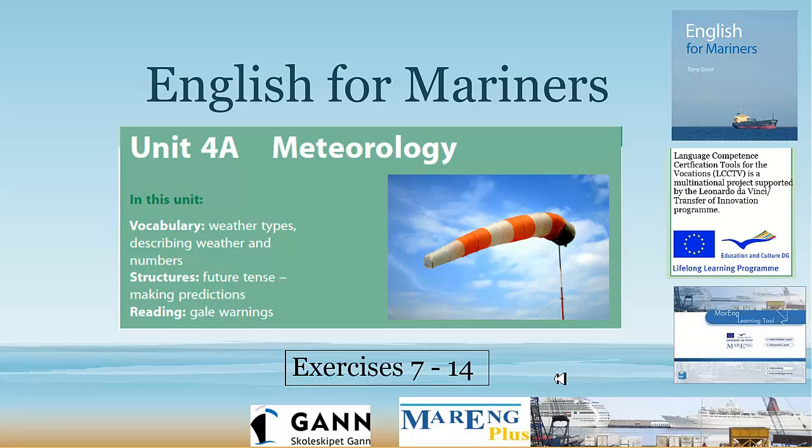So if you haven't gone through exercises 1 to 6 in the last video, I highly recommend you do that first before you continue on now with exercises 7 to 14. Last time we looked at meteorology and the vocabulary that you use in understanding, for example, a forecast from the Met Office, which is the British Meteorological Office, which gives weather reports and weather forecasts. The corresponding one in America is NOAA, the National Oceanic and Atmospheric Administration.